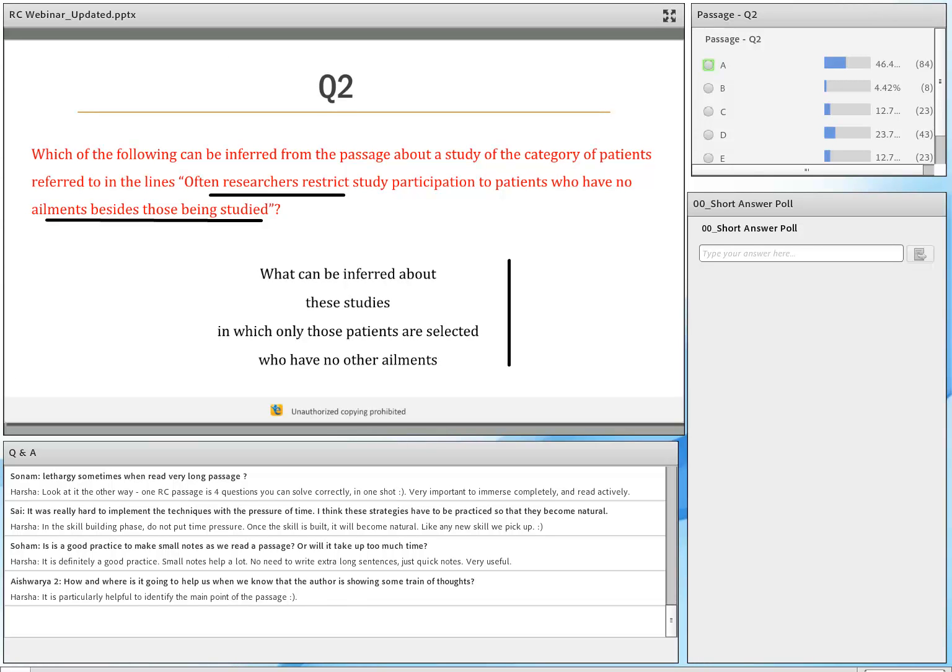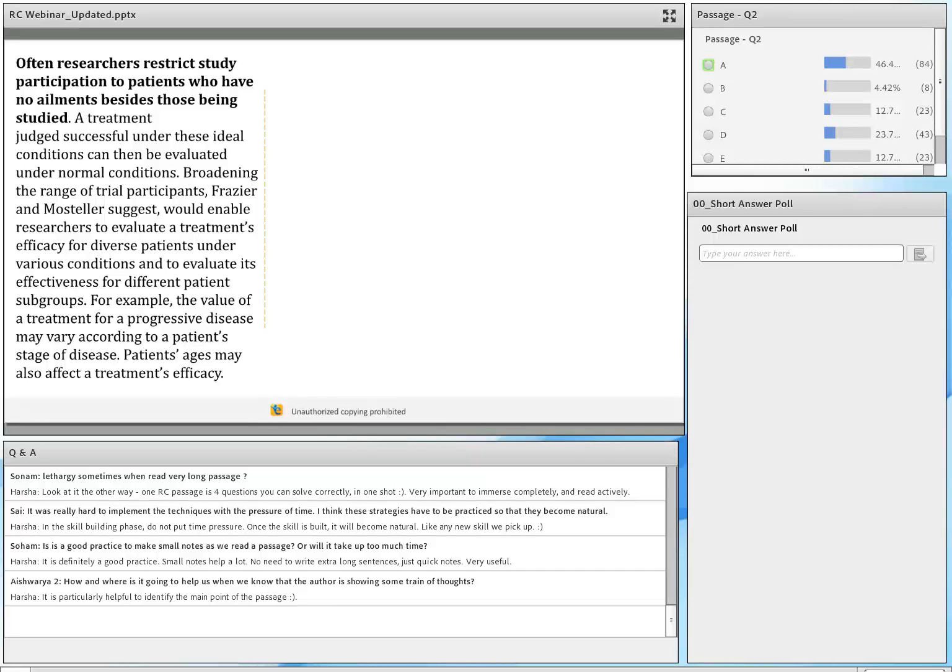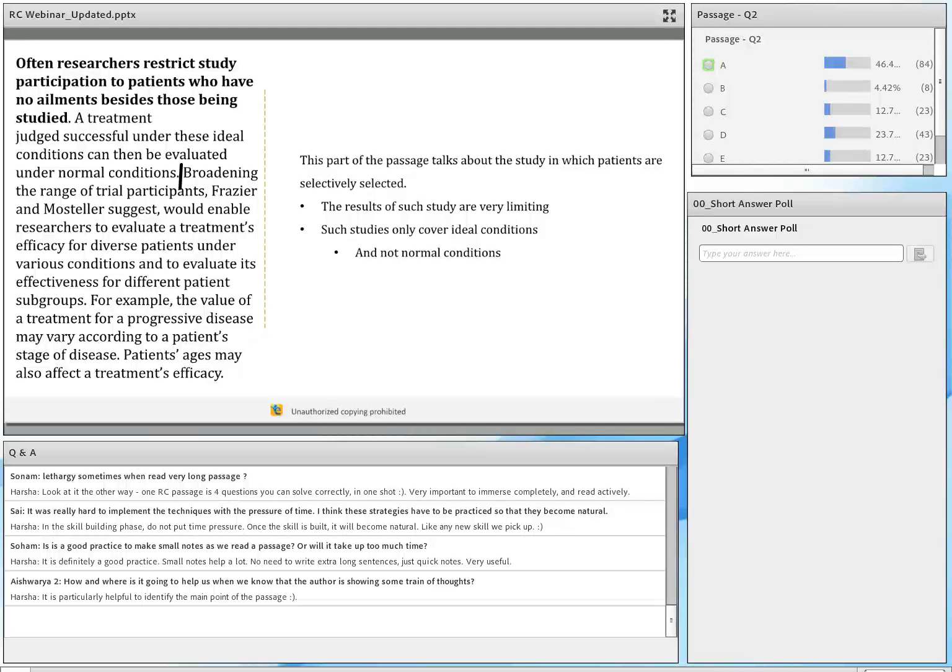Okay, let's look at the text over here. Often researchers restrict study participation to patients who have no ailments beside those. A treatment successful under these conditions can then be evaluated under normal conditions. So essentially, this is what the author is saying. It's a two-step process. The results of such a study, where only these people are there, are limited, which is why they have to be evaluated again under normal conditions. So the inference is that the results are not broadly applicable.